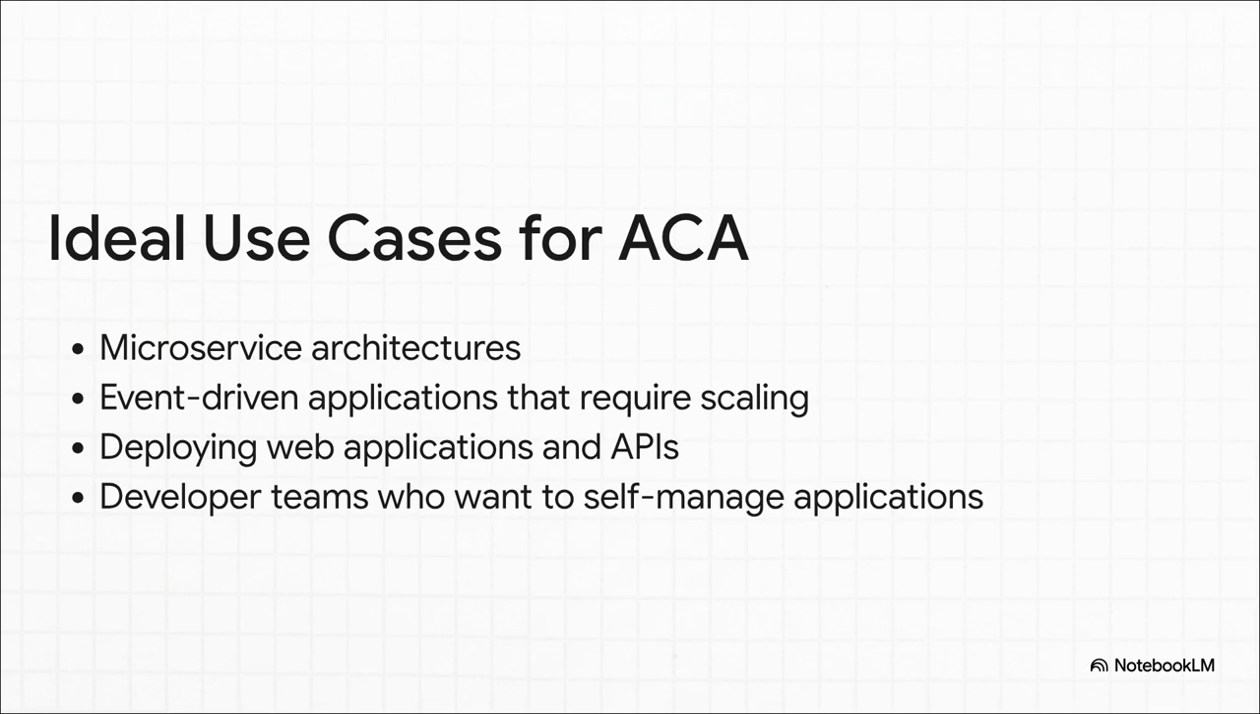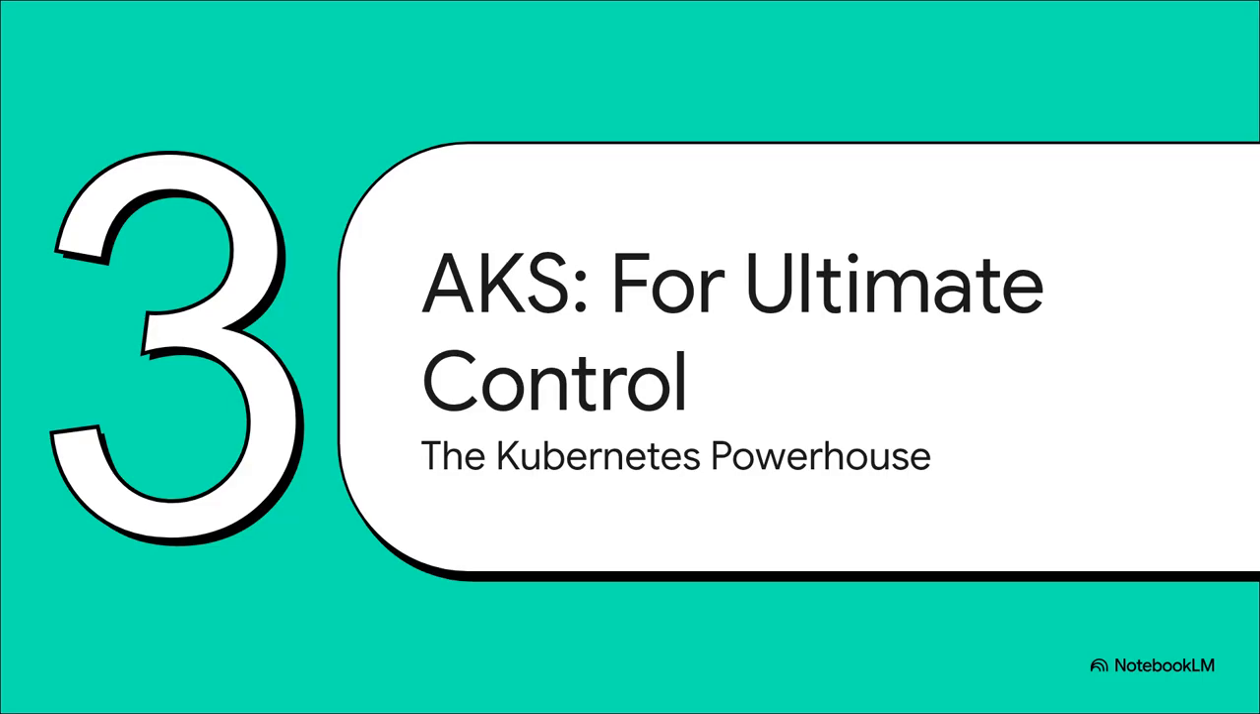But you know what? The real game changer here is what it does for developer teams. It gives them the power to manage and deploy their own stuff without needing a deep infrastructure background. If your goal is to have your team writing code and not worrying about servers, ACA is, well, an absolute dream. And that brings us to the big one, the 18-wheeler semi-truck in our analogy, Azure Kubernetes Service, or AKS.